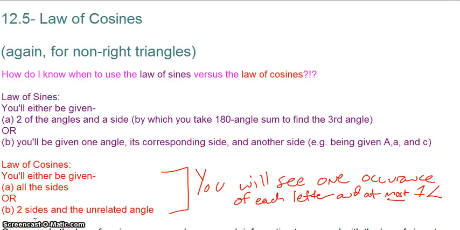Hello everyone, and welcome to 12.5, which is the Law of Cosines. This is again for non-right triangles. Now at some point you're probably going to ask yourself, how do I know whether or not I'm supposed to use the Law of Sines or the Law of Cosines for a particular problem?